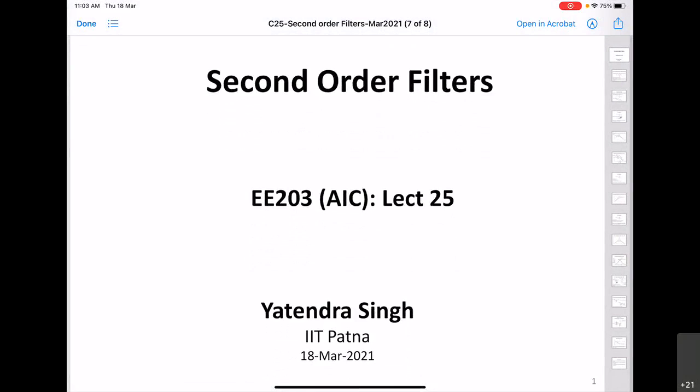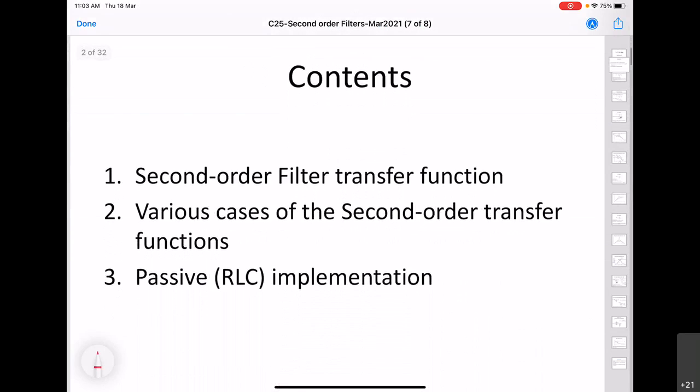In this lecture, we will study second order filters, and the contents of this lecture are going to be like this. First, we will see the generalized second order filter transfer function, and then, like the first order filter transfer function, we will take the various cases of the second order transfer function. This time we will see that it will be able to represent not only low pass and high pass, it will also implement band pass and a few other types of filtering behavior.